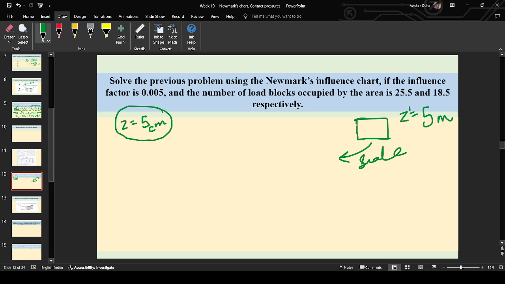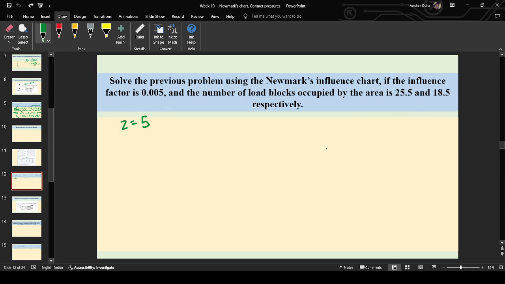We have to scale this entire area into a transformed area, and now we have to place this on the Newmark's influence chart and count the number of loaded areas. Since that is not feasible right now, and not feasible during examinations also, what is more feasible is simply stating the number of load blocks occupied by the area. When we get a loaded section, we place it on the Newmark's influence chart and count how many load sectors are occupied by the block. Very simple, we do it like this.